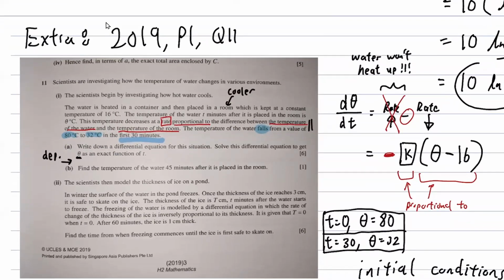Okay, now you want to find part B. Find the temperature of the water 45 minutes after it is placed in the room. So this is really telling you 45 minutes, t equals 45. Here, find temperature, so theta is the one you want to find. Make sense? So all you need to do is sub t equals 45. Solve for theta. That's a symbol, theta.